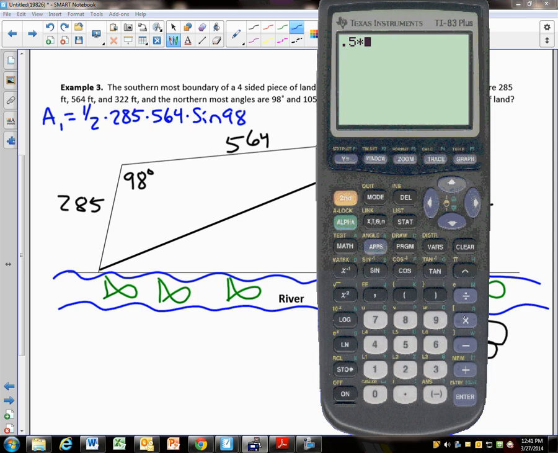.5 times 285 times 564 times the sine of 98. 79,587.